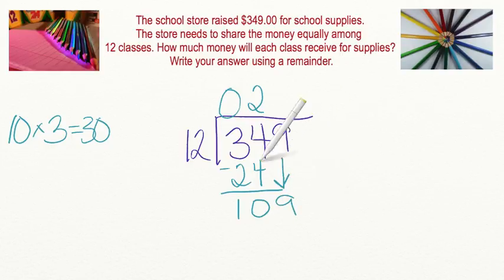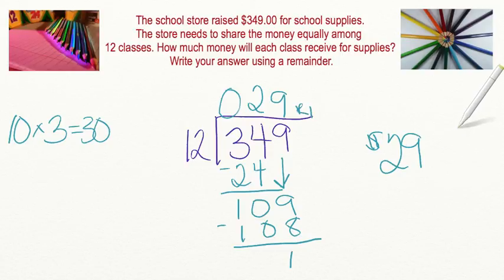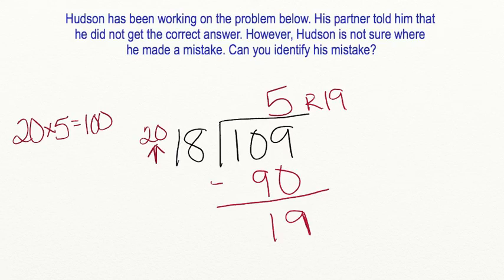So about how many times can 12 fit into 109? Well, 12 times 9 equals 108. And that's perfect because that leaves us with a remainder of 1, and we don't have any further place values to bring down. So that means that each class is going to receive $29 for supplies, and the whole school will have $1 left over as a remainder. Let's try another word problem together.